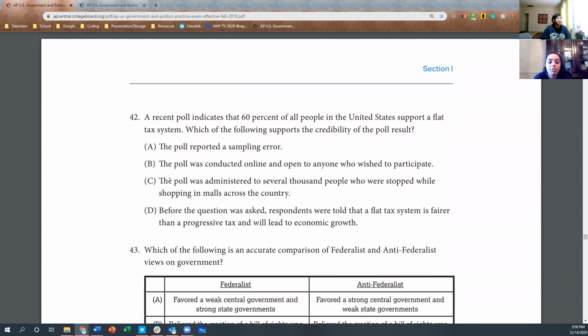Okay. A recent poll indicates that 60% of all people in the United States support a flat tax system. Which of the following supports the credibility of the poll result? The poll reported a sampling error. Yeah, I guess that would support the credibility, but we don't know. Just because they report a sampling error. Huh? Does it? It doesn't say it in there, so I don't know about that. It was conducted online and open to anyone who wished to participate. I don't know. Maybe?